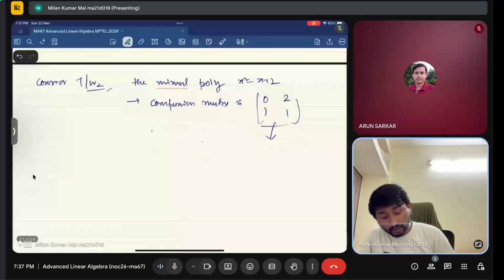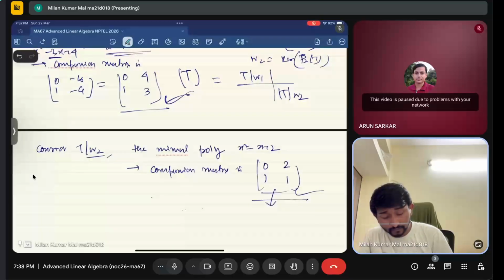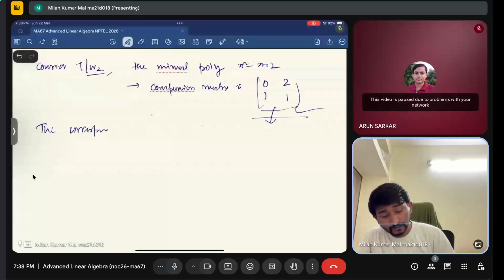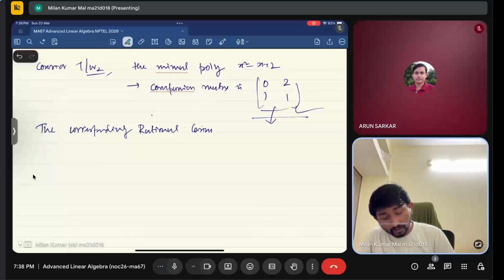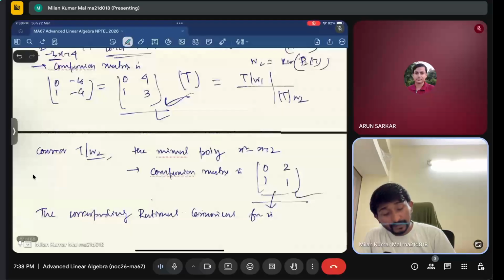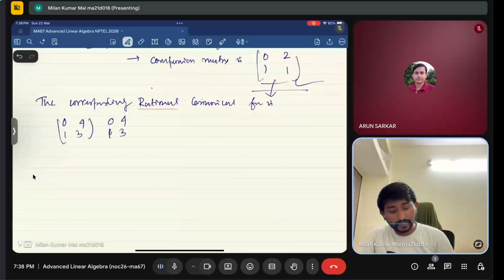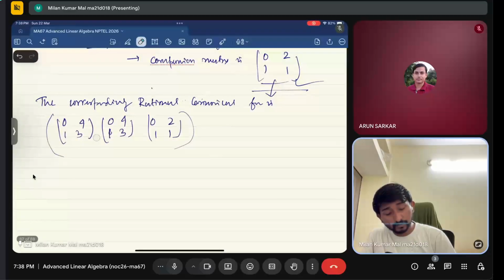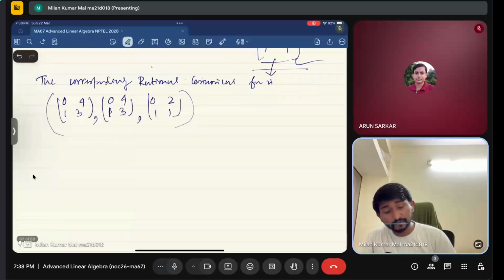So that means the corresponding rational canonical form is 0 4 1 3. This can repeat, but they should appear at least once. First factor is there. These are the diagonal blocks. These are the blocks actually in a 6 by 6 matrix.